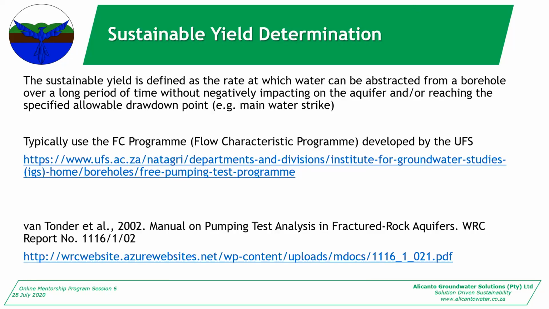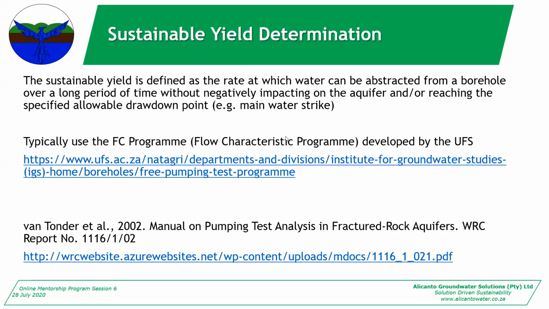Yeah, so the sustainable yield is defined as the rate at which water can be abstracted from a borehole over a long period of time without negatively impacting on the aquifer and or reaching the specified allowable drawdown point. For example, your main water strike. Does that definition make sense to everybody? Yes, it does. Yes. Yes. Yes, okay. So you can't take more than there is.